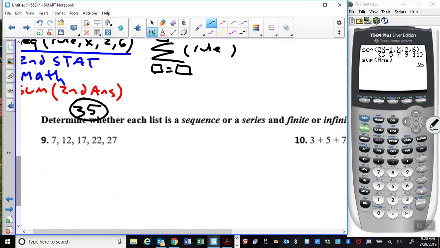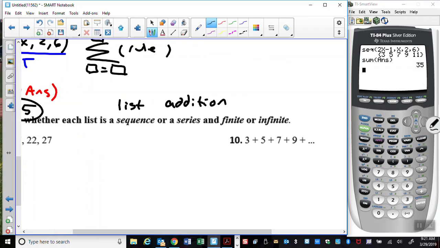All right, so the last thing is, can you tell the difference between a sequence and a series, and finite or infinite? Remember again, a sequence is a list. A series involves addition. You can add negative numbers, so it's all addition. You could say subtraction technically. Finite means it ends. Infinite means it continues.